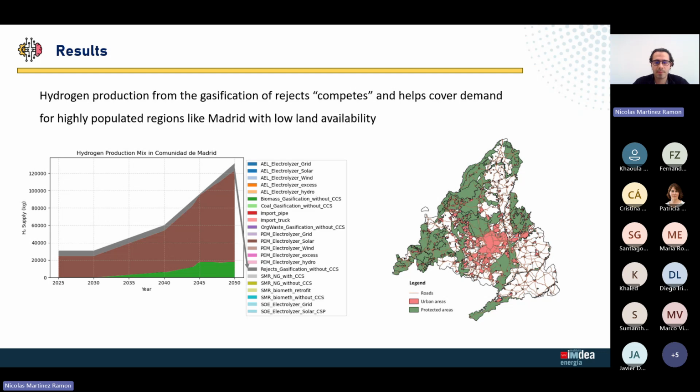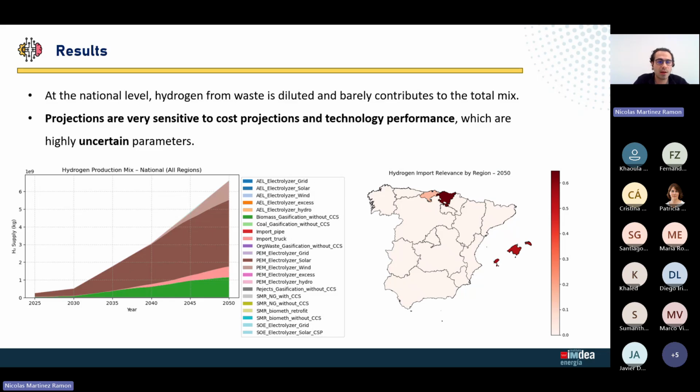This is an interesting result because it ends up backing up our initial hypothesis that this waste-derived hydrogen could have a role in this type of regions. But another result is that when we go to the national scale, the hydrogen from waste that we just mentioned gets completely diluted into the national mix of Spain, and it doesn't really have such an important role to play in other regions that do not have these characteristics. What we have to say is that this is all a projected model that goes to 2050, and that a lot of the technical characterization data that have been used to run this model are very uncertain. So the projections that we're showing here are sensitive to changes in these cost projections.